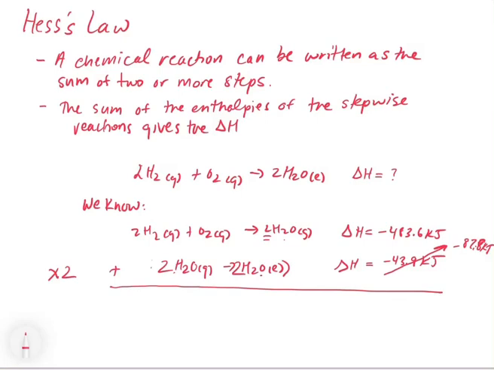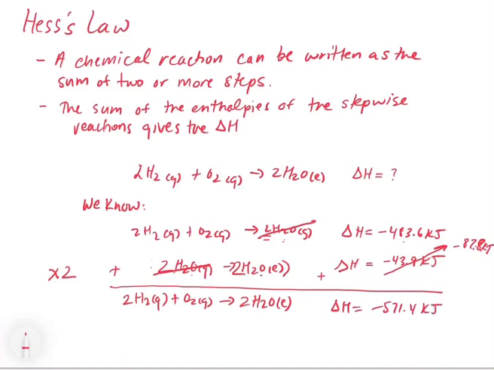So now we have 2H2O gas goes to 2H2O liquid. And when we add all this up, the 2H2 is going to come down. The O2 gas is going to come down. The H2O gas is going to cancel out with the other H2O gas, since it's a reactant on this side and a product on that side. And we're going to be left with 2H2O liquid. So this is the reaction that we're interested in. And so, like Hess's Law says, we're now going to add up the two delta H's. So we're going to take minus 483.6 plus negative 87.8, and we're going to get minus 571.4 kilojoules.